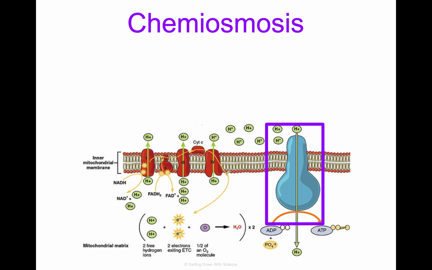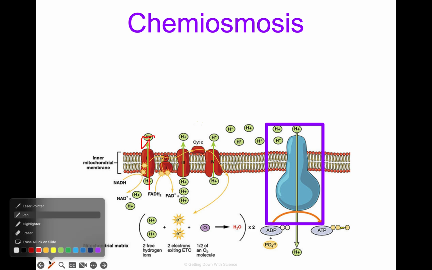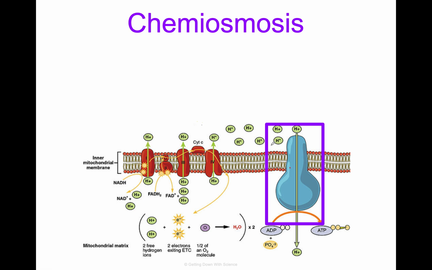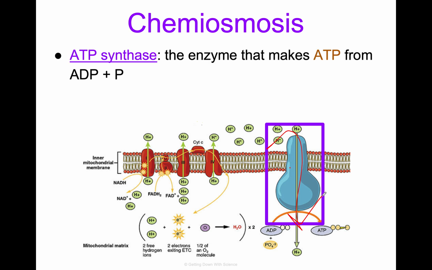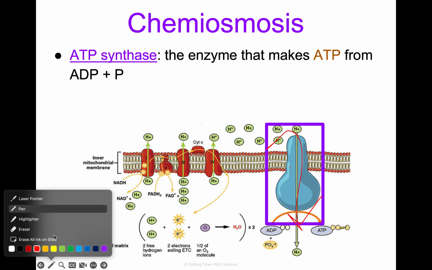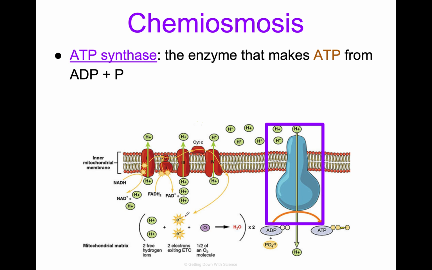Chemiosmosis is this, right? So the electron transport chain is passing these electrons, pumping these ions out, and them falling down through this, falling down their gradient, as we say, from high to low concentration, producing that ATP. So ATP synthase, we've seen this enzyme before in photosynthesis.